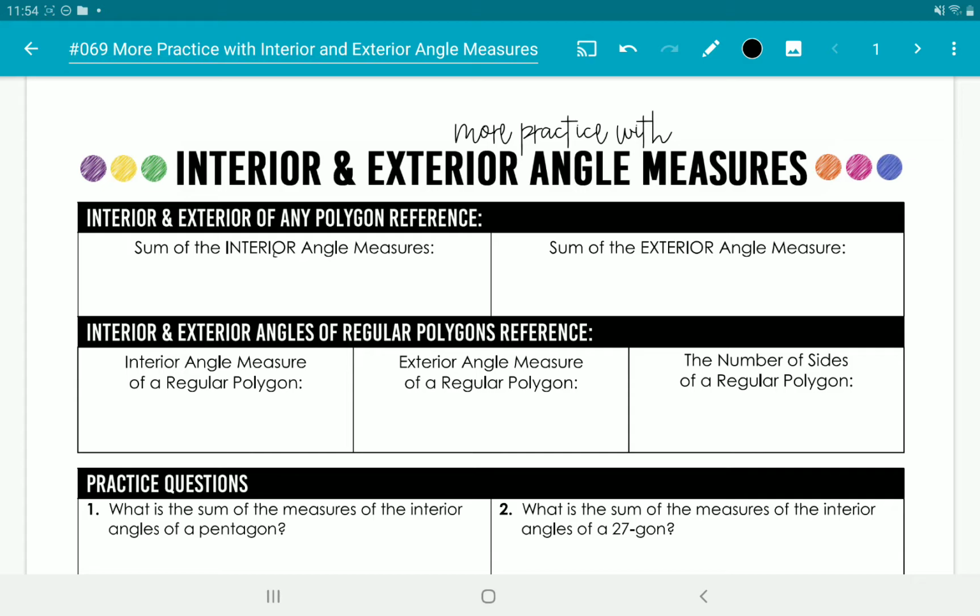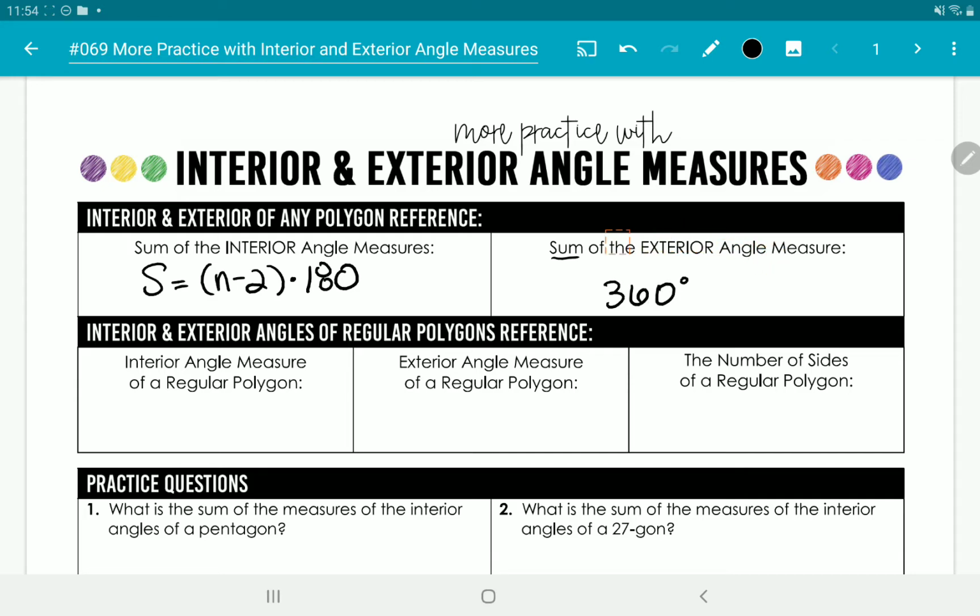Okay, so the sum of interior angle measures. If you see the words sum and interior angle measures, this is the one you're going to use: S equals n minus 2 times 180. If you see the words sum of exterior angle measures, the answer is always 360 degrees.